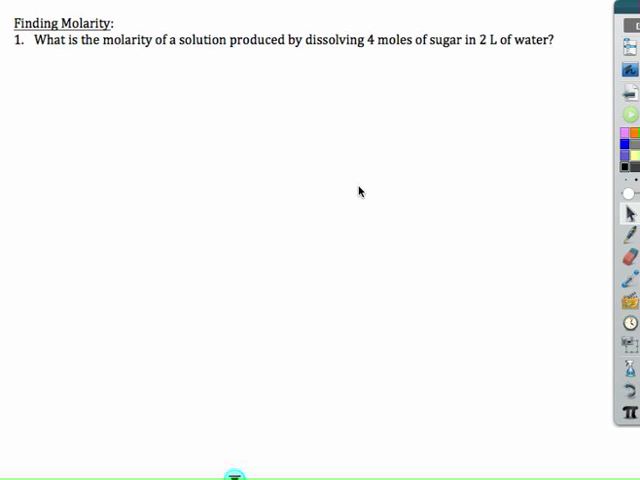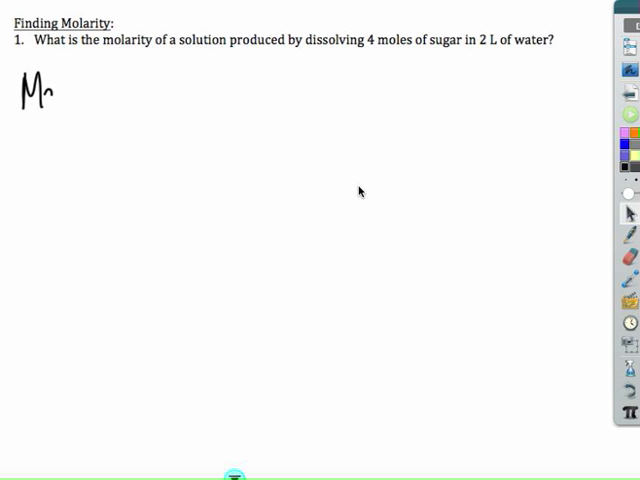Okay, so we're going over problems from 7.2. What is molarity? Practice with using molarity to find moles, liters, etc. Okay, so first problem is the most basic molarity problem.